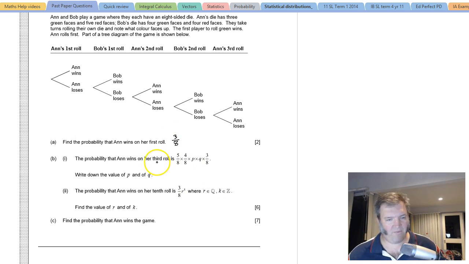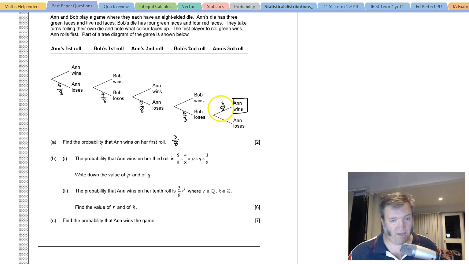The probability that Anne wins on her third roll is 5/8 by 4/8 by P by Q by 3/8. Write down the value of P and Q. Well, let's see. She's going to win here. So they've given you somewhere to show your working. So she's got to lose the first one, 5/8. Then Bob loses. Now, we could write it as a half, but let's just write that as 4/8 because that's what they're giving us over here. Then Anne loses again, so that's 5/8. Bob loses 4/8. Anne wins 3/8.